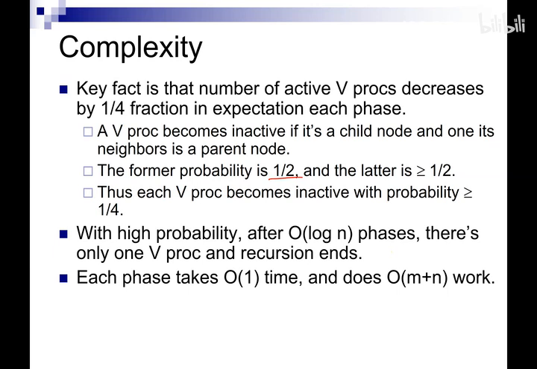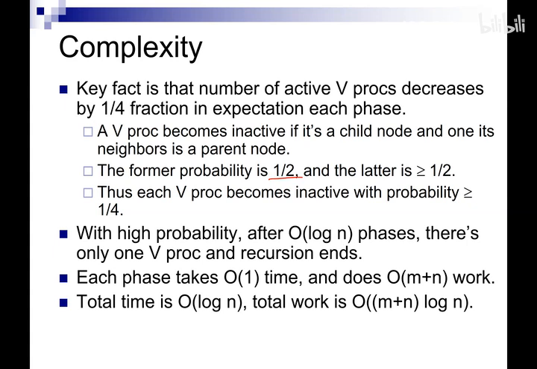Okay, and also each phase takes just constant time, right? Because all you need to do is flip a coin, and the edge processes are going to choose which way each node process is going to point. So each phase takes constant time and it does linear work: the number of edges plus the number of vertices, that amount of work.